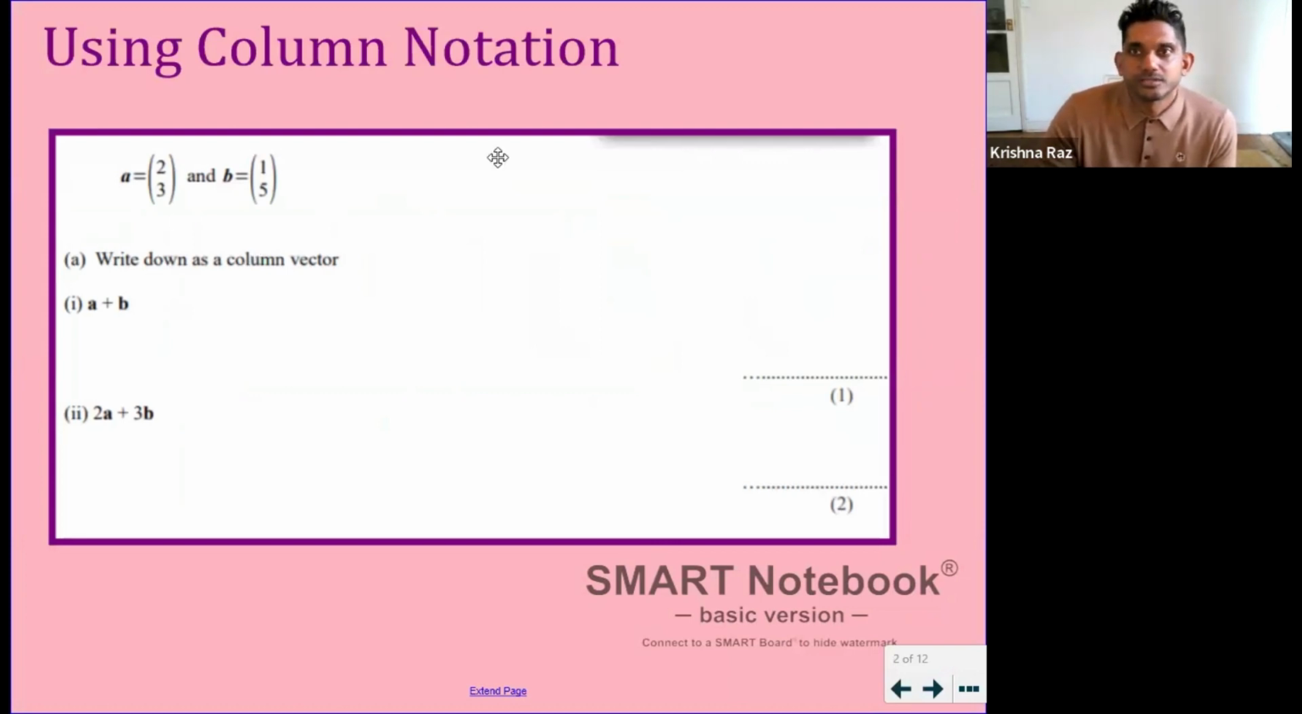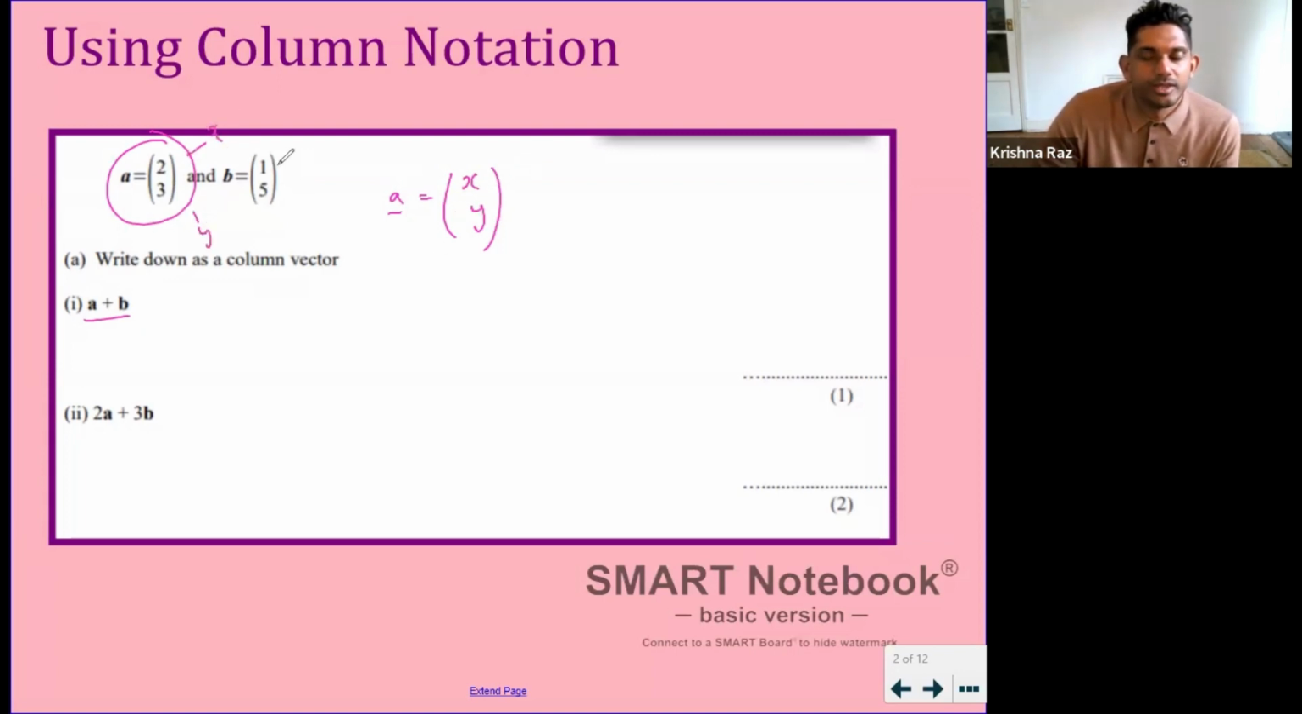So often we get asked to find something like a plus b. We are given that a is the vector (2, 3) and b is the vector (1, 5). So firstly, what this means is a goes 2 across and 3 up. Vector notation is always in the form x and y.